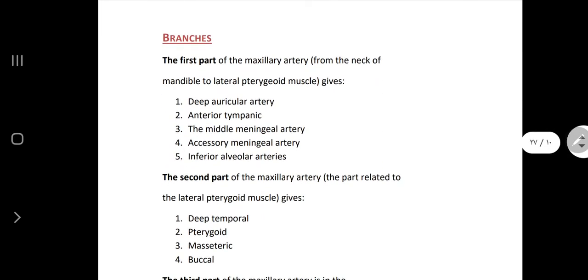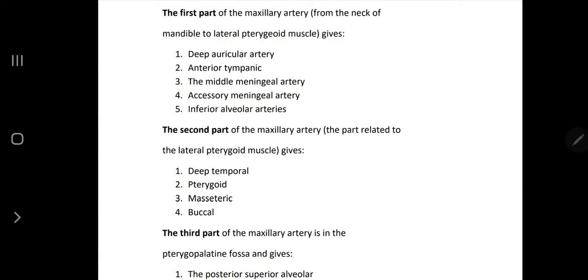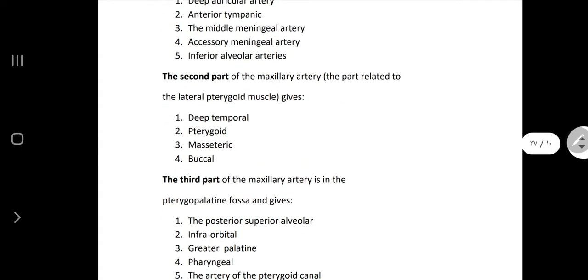The branch of maxillary artery, the first part of maxillary artery from the neck of the mandible to the lateral pterygoid muscles gives five branches: the deep auricular artery، والanterior tympanic artery، والmiddle meningeal artery، والaccessory meningeal artery، والinferior alveolar artery. The second part of maxillary artery, this part related to the lateral pterygoid muscles gives deep temporal، pterygoid، والmasseter والbuccal artery.